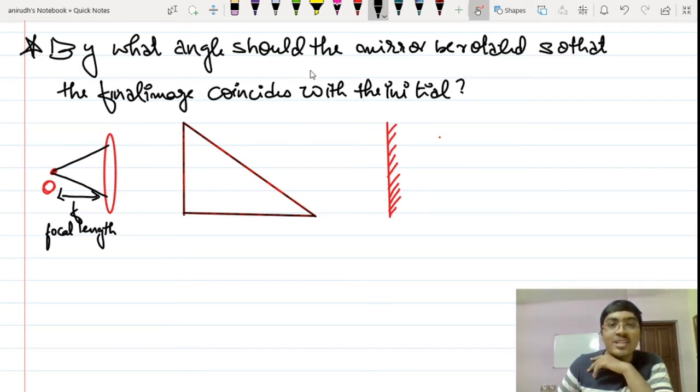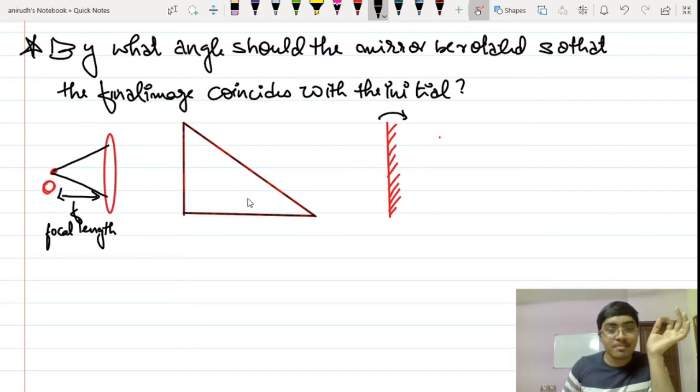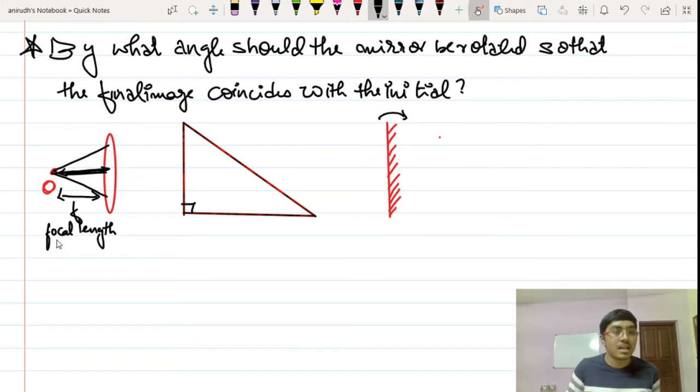By what angle should the mirror be rotated so that the final image coincides with the initial? Just see this. This is a plane mirror, and we are supposed to rotate this mirror. This is a prism, a right angled prism, and this is the convex lens, and this object is at a distance of the focal length from the convex lens.